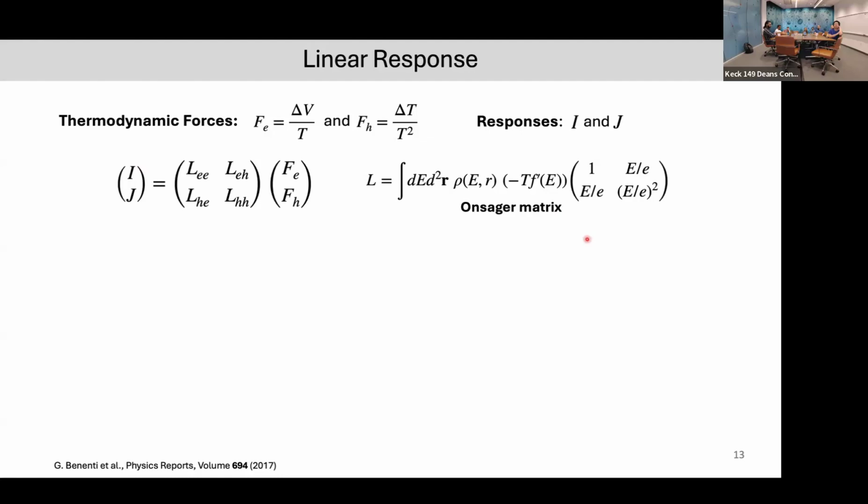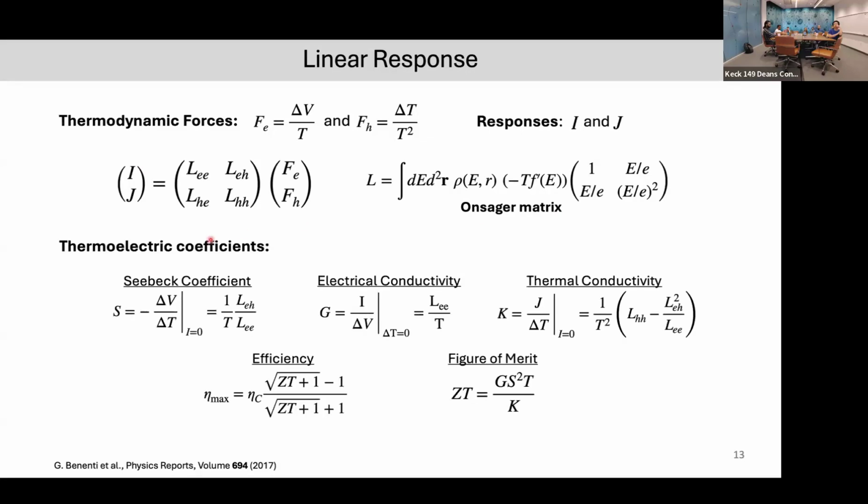And using this, you can calculate the basic thermoelectric coefficients, like the Seebeck coefficient, which gives you the extent of thermoelectricity basically. It gives you the potential bias divided by the thermal bias that you apply, given that the current across the junction is 0, and can be expressed in terms of these Onsager matrix elements. Similarly, the electrical conductivity and thermal conductivity can also be expressed in the Onsager matrix elements.